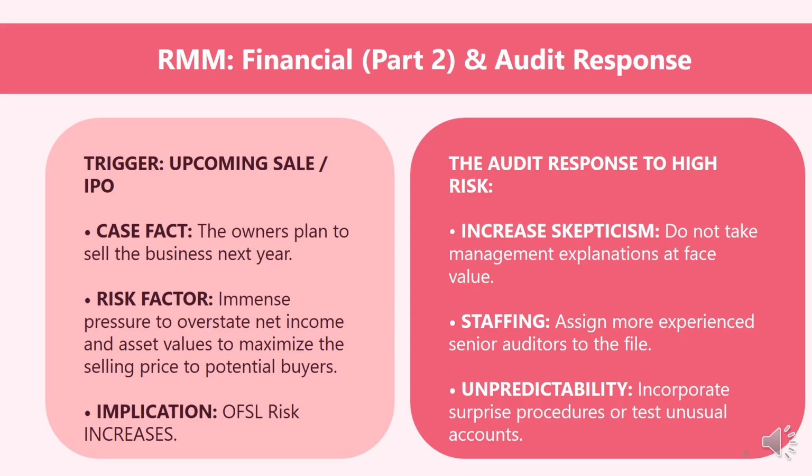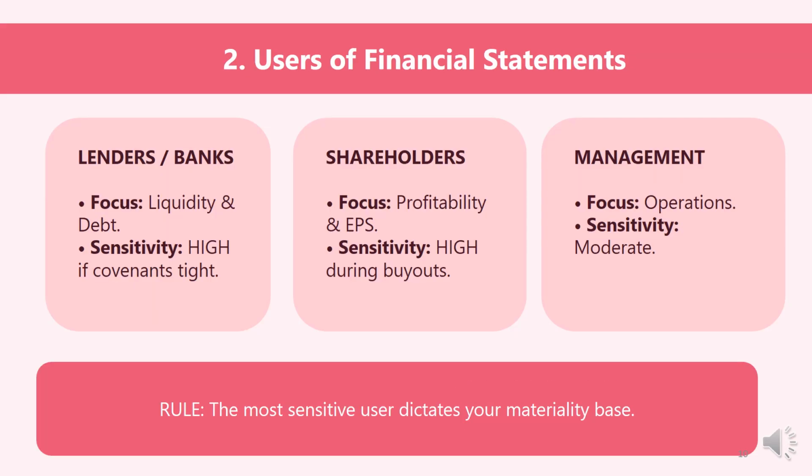Risks increase. Now, the most important part: the so what? If you conclude that overall risk is high, you must state the audit response. You must increase professional skepticism, assign more experienced senior auditors, and incorporate unpredictability into your procedures.